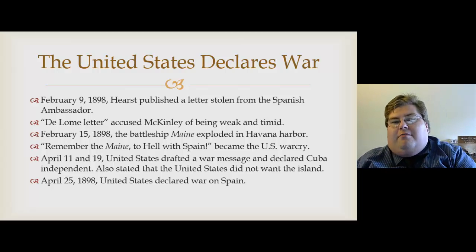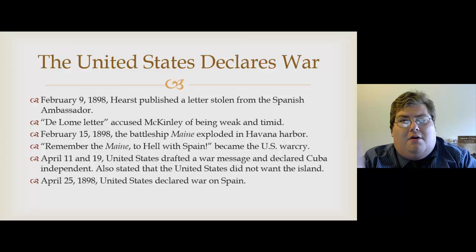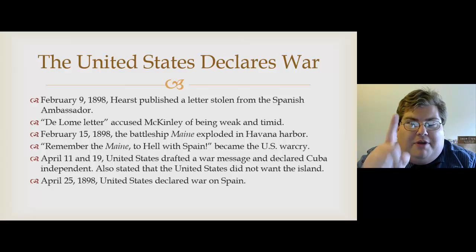So we draft a war message in early April. We state we're going to war to free Cuba. We want no territorial acquisition from Cuba. And that's the important thing, from Cuba.